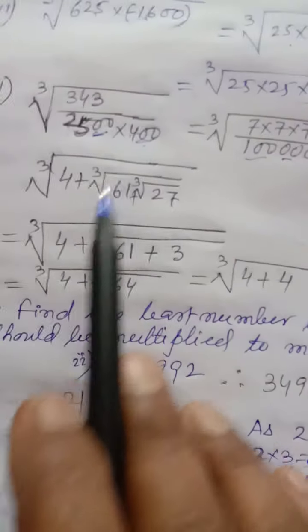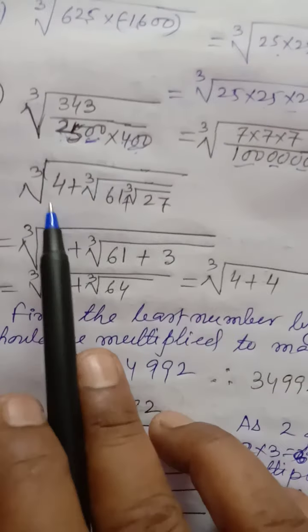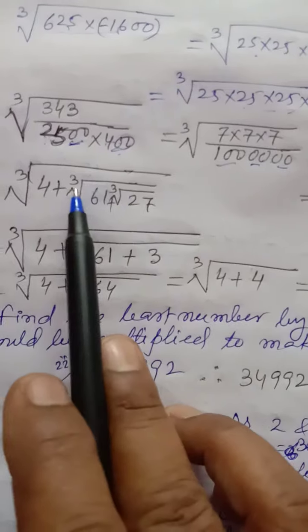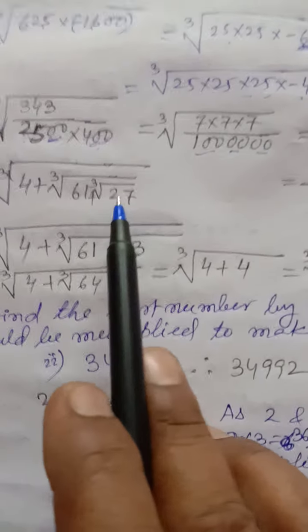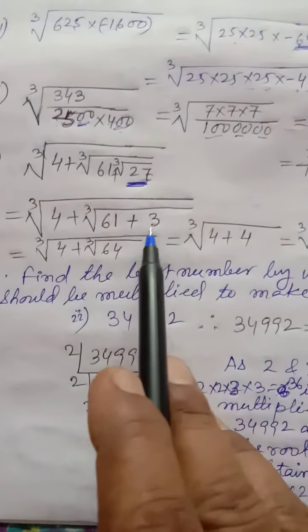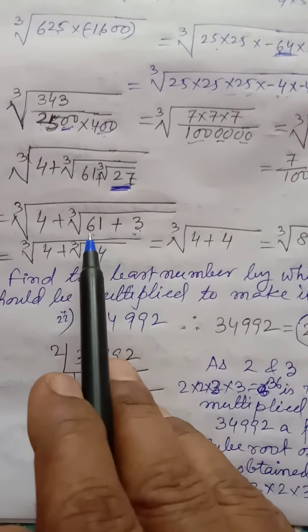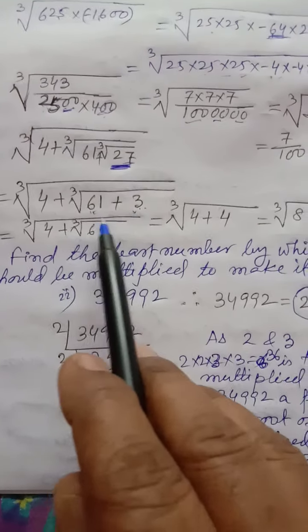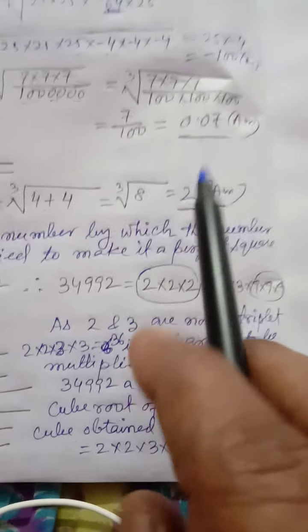Moving on to this question, a nested cube root is given: the cube root of 4 plus, again under a cube root, 61 plus, again under that cube root, 27 came. You'll have to solve from the 27, from here. So first, the cube root of 27 is 3. 3 plus 61 will be under the cube root. So 61 plus 3 is 64, which is again a perfect cube. It is the cube value of 4. So 4 plus 4, the cube root of 4 plus 4, 8. So the cube root of 8 will become 2. 2 will be the answer.